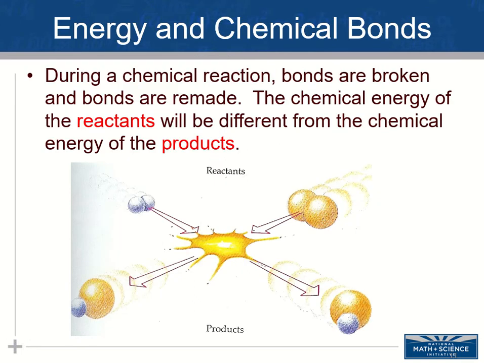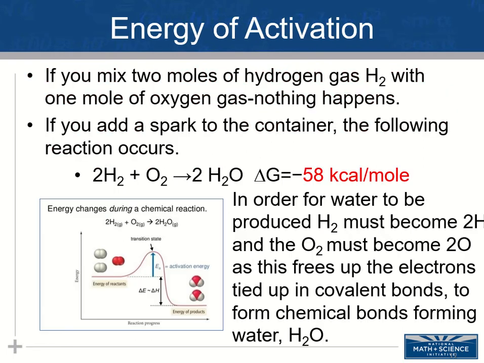During a chemical reaction, bonds are broken and bonds are remade. The chemical energy of the reactants will be different from the chemical energy of the products. This is how we have our delta H. Our delta H is found by subtracting the energy of the reactants from the energy of the products, and that tells us whether it's endothermic or exothermic. It tells us whether we're going to have to heat up the reaction or whether heat is going to be given off in the reaction.